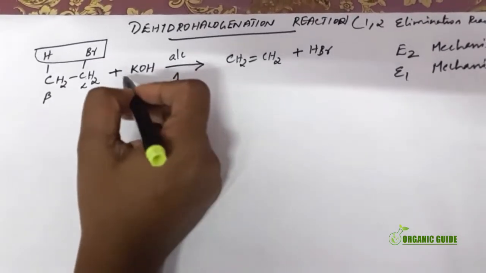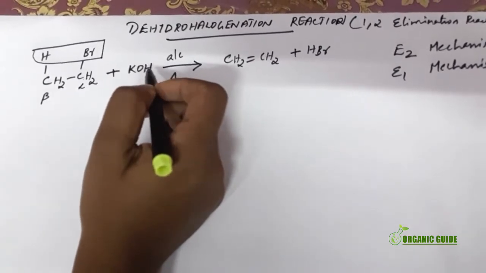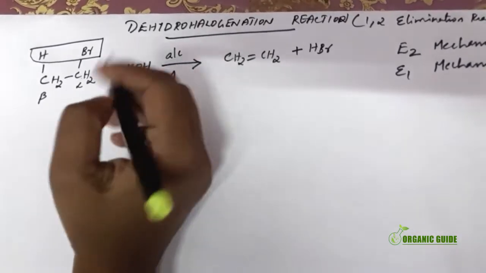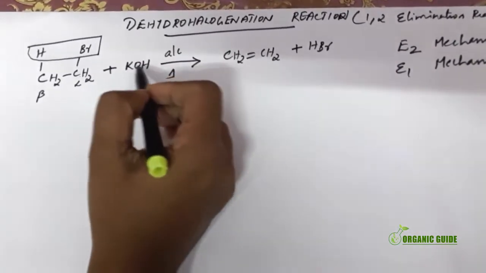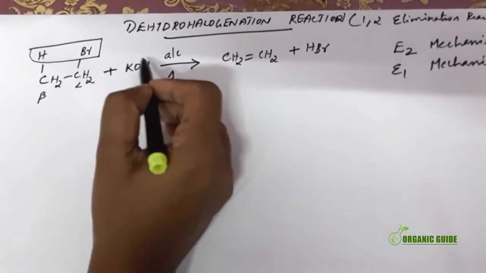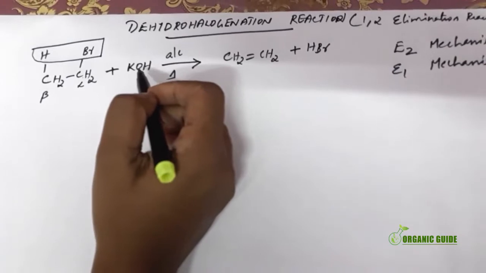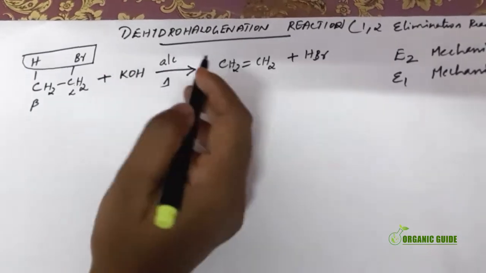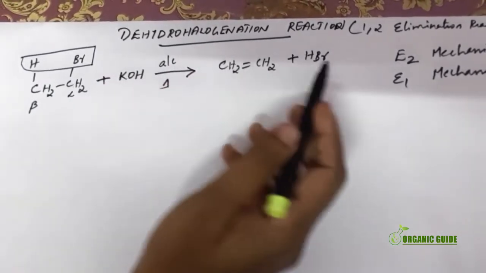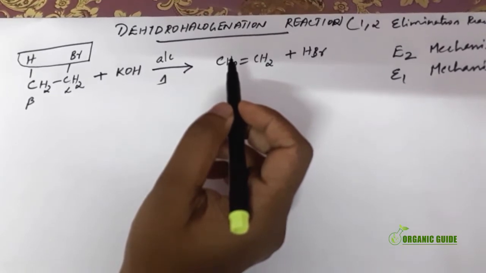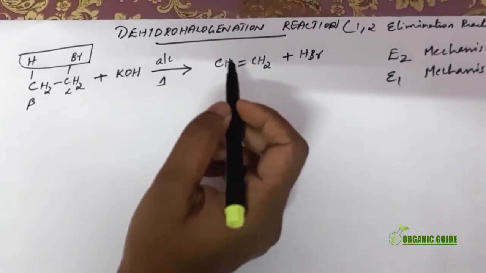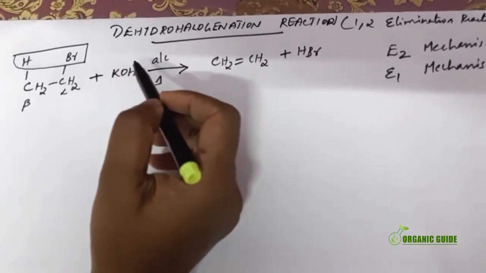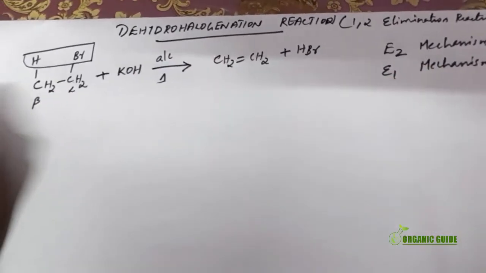And we can use bases such as neutral bases as well as negatively charged bases. An example of a neutral base is water, H2O, and for negatively charged bases, potassium hydroxide dissociates into K plus and OH minus. So OH minus ions are negatively charged bases. So we can use both types of bases for these dehydrohalogenation reactions, and this reaction is always brought about in the presence of a base. Okay, now we will move on to the E2 mechanism.